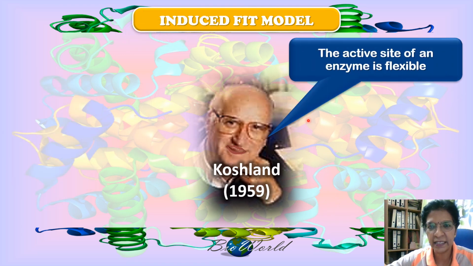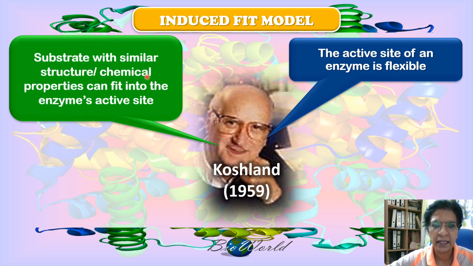Koshland states that firstly, the active site of an enzyme is flexible since it's made up of proteins. Secondly, the substrates do not have to be complementary to the structure of the active site, meaning that he feels it is not only one type of substrate that can bind to an enzyme. Instead, a number of different substrates can bind to the same enzyme, only on the condition that the different types of substrates have similar structure or similar chemical properties. Then they can fit into the enzyme's active site.